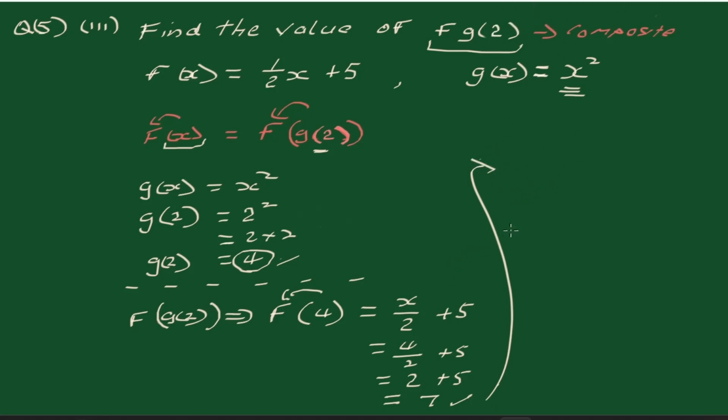So I'm just going to restate the final answer will be fg(2) equals 7, and that's our final answer there. So this will conclude question 5.